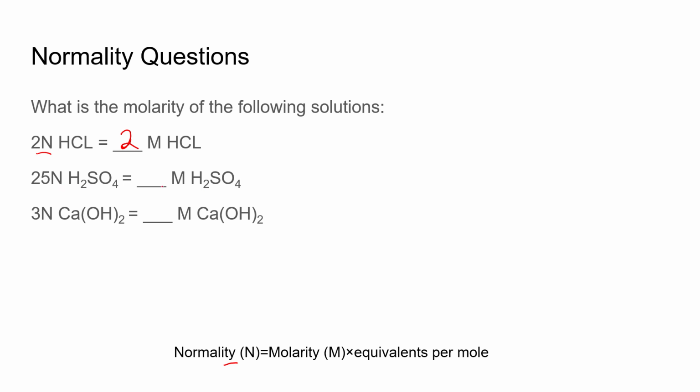So what would be the molarity of that? Well, let's go ahead and calculate this one out. Normality equals molarity times equivalence. So it's given 25 normality is equal to our molarity, which we don't know, times, there's actually 2 equivalents in this substance. And then in order to isolate our variable, we're just going to divide by 2. 25 divided by 2 gives us 12.5.